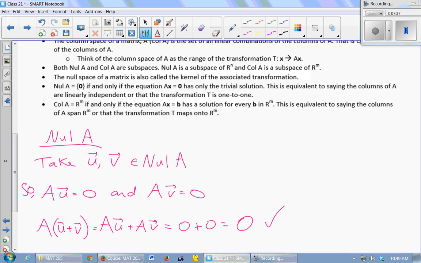The null space of a matrix is also called the kernel of the associated transformation that sends x to Ax. And sometimes we might talk about linear transformations that don't use a matrix. We did one last class in the examples. So in that case, we only call it the kernel, but it's the same thing. It's the set of all things that get mapped to 0.